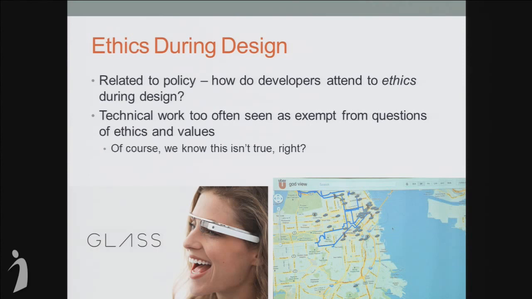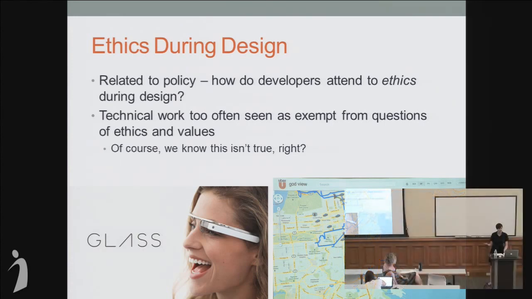Related to the question of how policy is engaged during design is the question of how ethics, broadly how we know what the right thing to do in a given situation is, is engaged during technology design. Too often, technical work is framed as neutral, somehow exempt from questions of ethics and values. But of course, we know that that's not true, right? A few recent examples have really surfaced these debates about technology ethics.